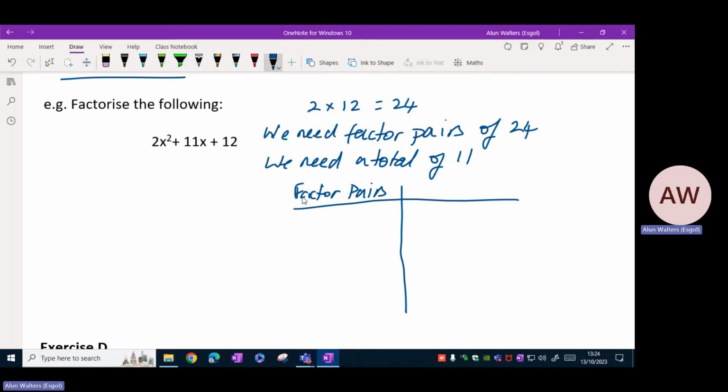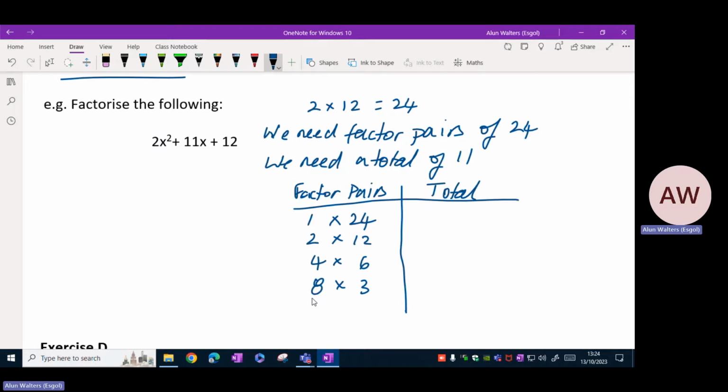We need the factor pairs and we need the total. The factor pairs of 24 start with 1 times 24. You may start differently to myself. I'm able to halve 24 to give a whole number, so I'm going to go with 2 times 12, so I double the 1. I can halve that to give me 6, so I double the 2 to give me 4. I can halve that to give me 3, and I double the 4 to give me 8.